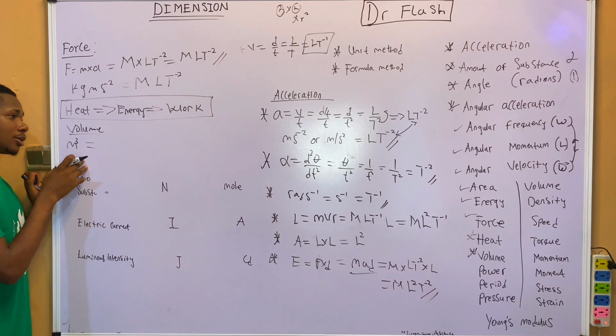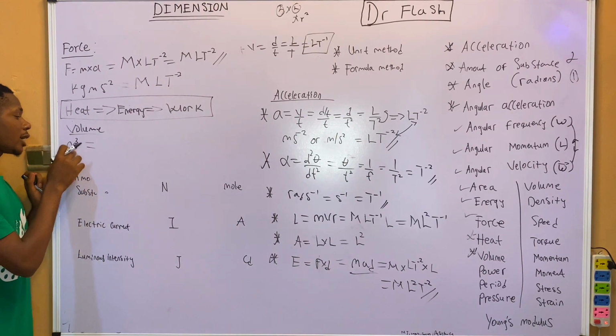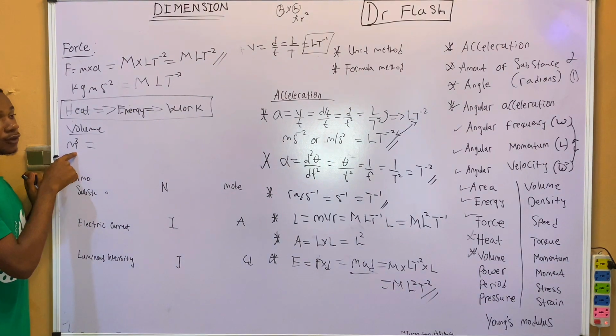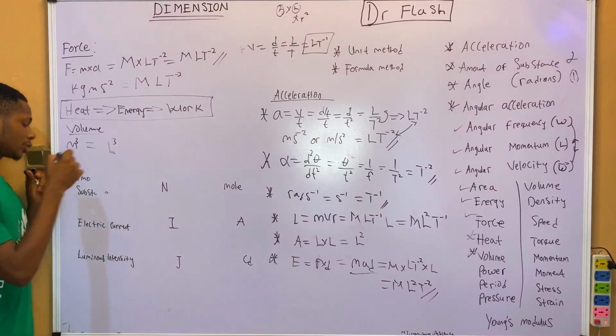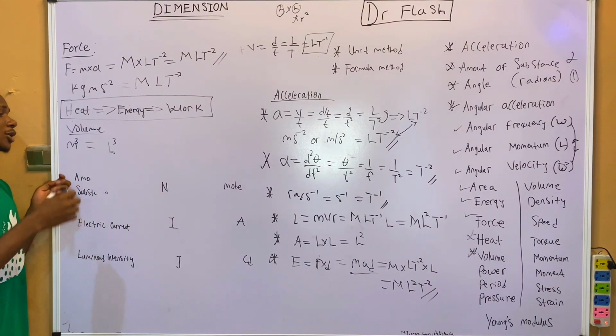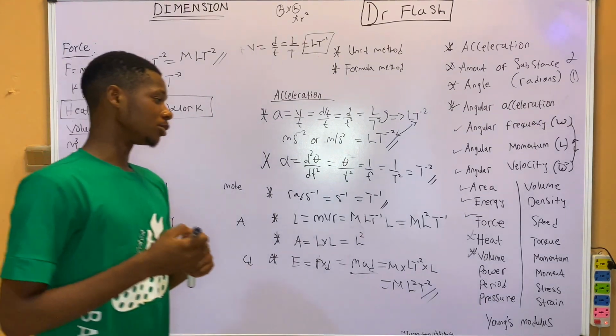It was on this part of the board when we started the video. Okay, so m cubed is the unit for measuring volume, and m is represented as L in terms of dimension. So I'm just going to have L cubed. This gives us the dimension for volume.